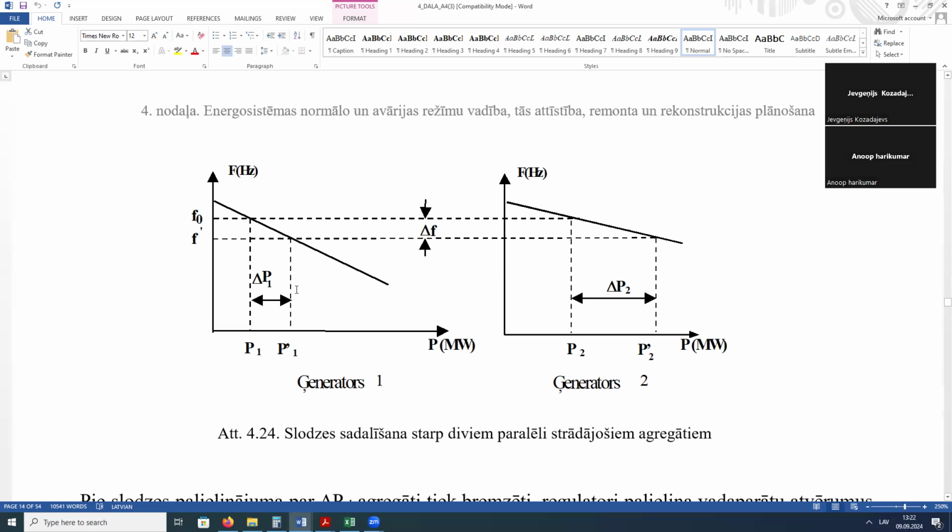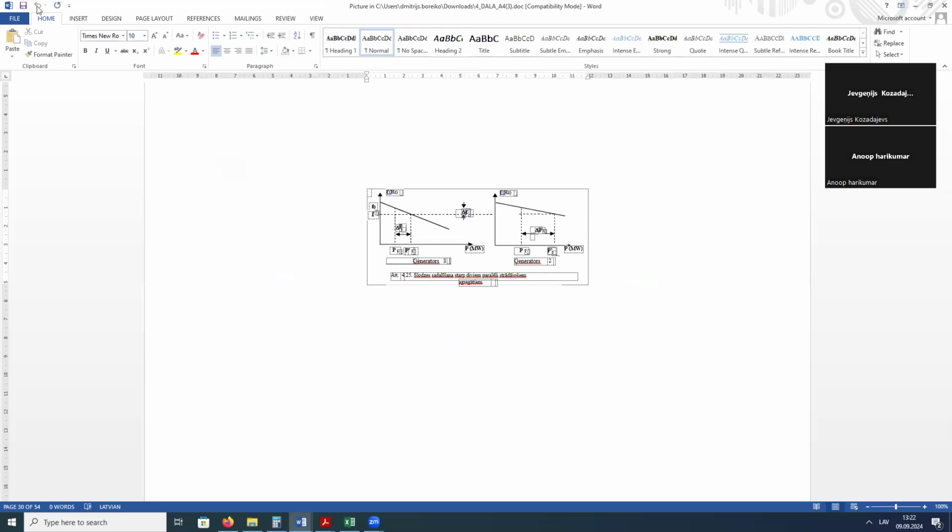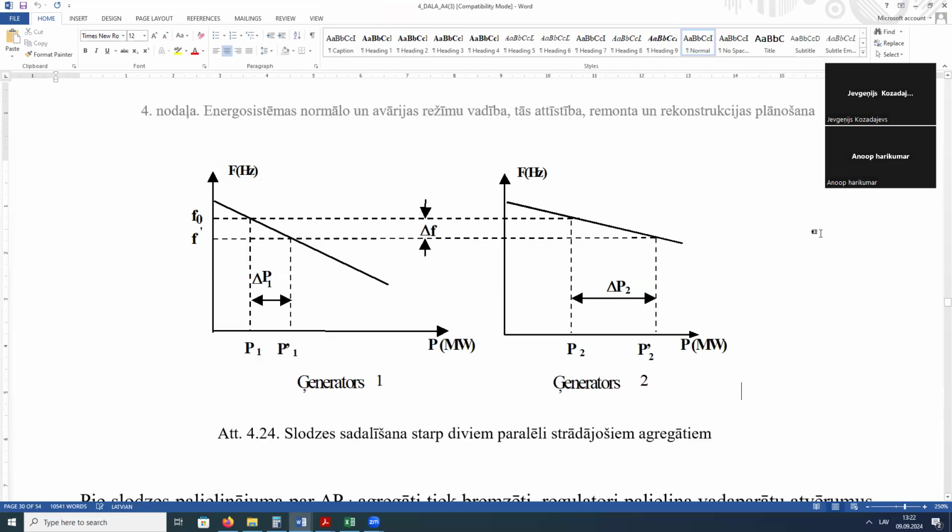And here we have the figure with two generators. Here we could see the frequency deviation in a network, and the power change for generator 1 is delta P1 and delta P2 for the second one. This is quite simple, just to show this important moment.